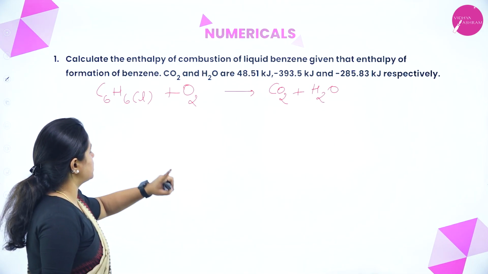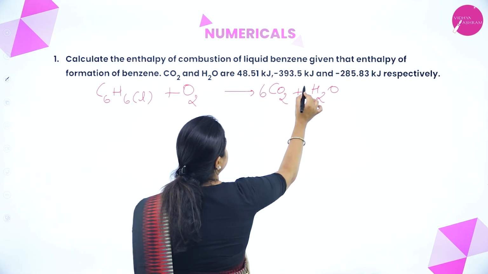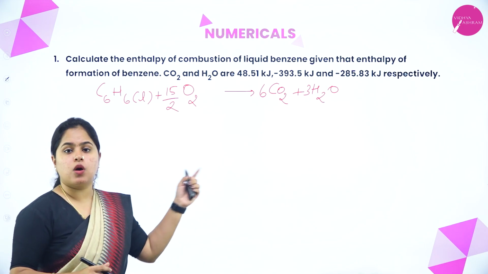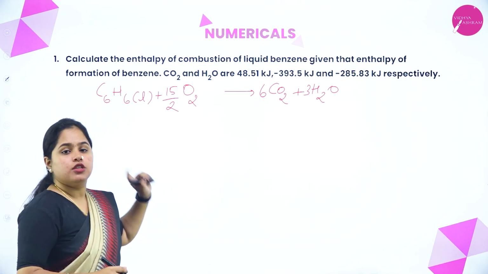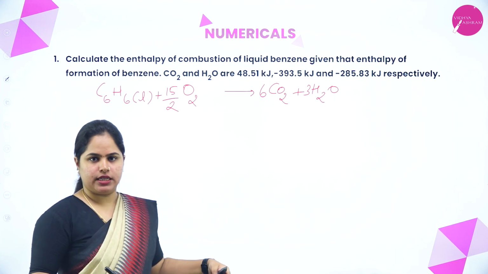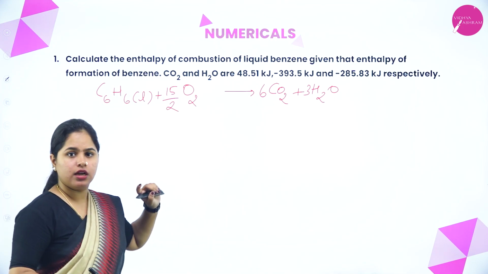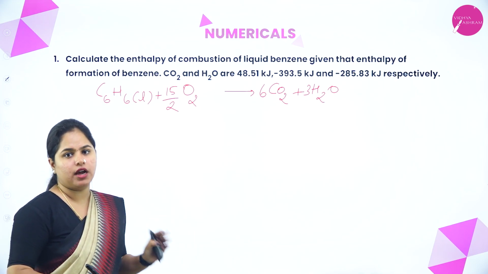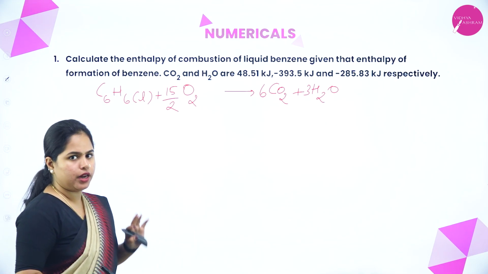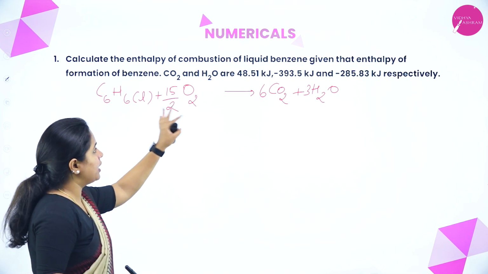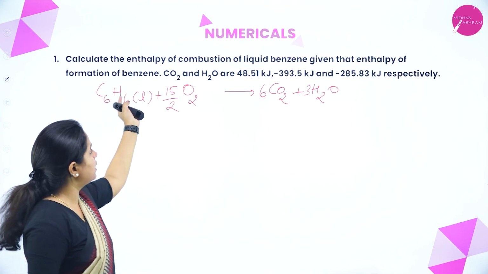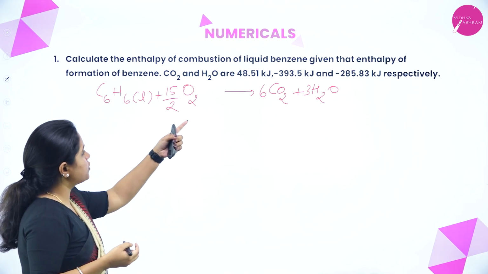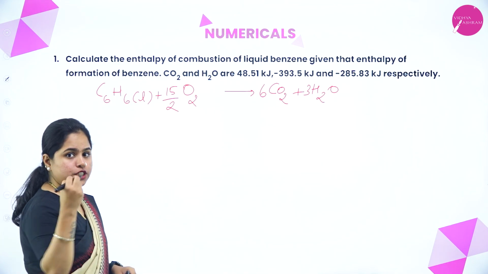So it is C6H6 here. So I make this 6 and 3 and this becomes 15 by 2. So this is how I balance the equation. So already you are familiar with how to balance the equation. So this is the reaction that is happening here, and the enthalpy of this reaction is what we have to calculate. But we don't know the value of this. But we do know the enthalpy of reactions of other reactions which are given here, that is the enthalpy of formation of benzene.